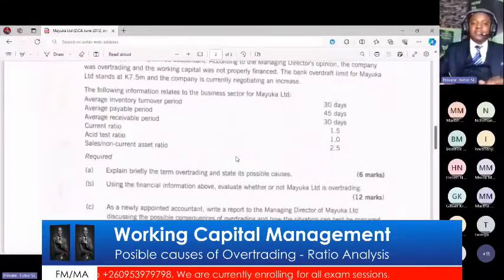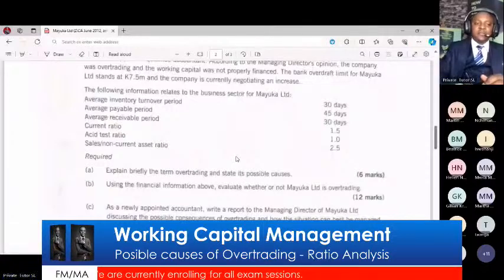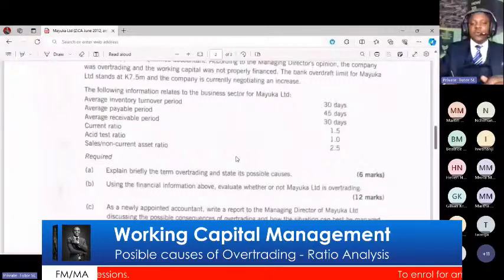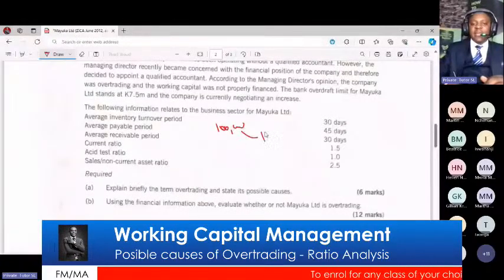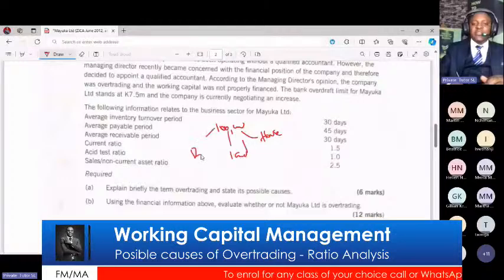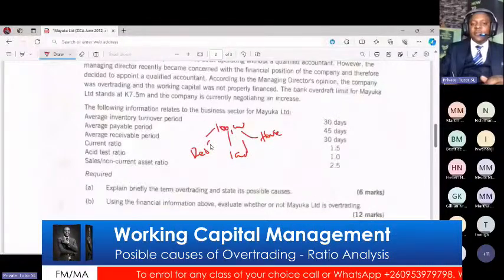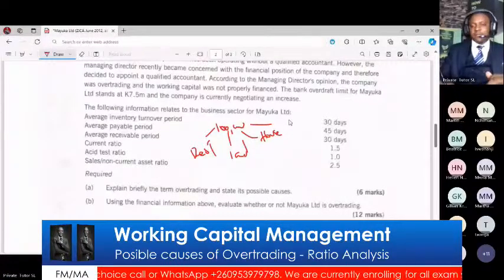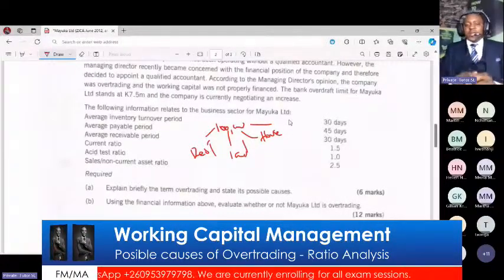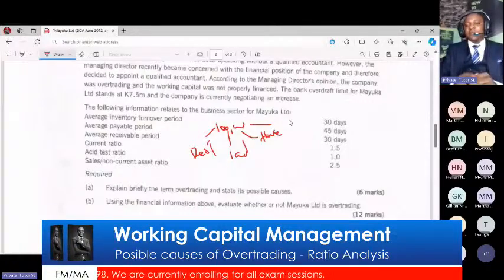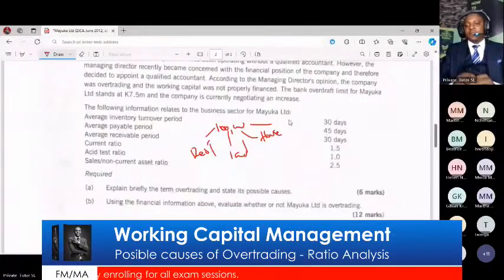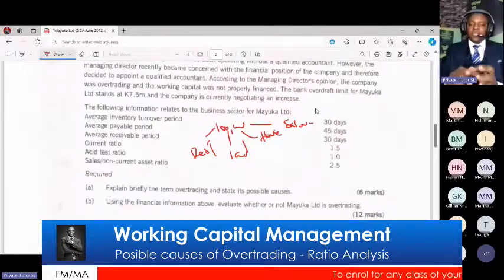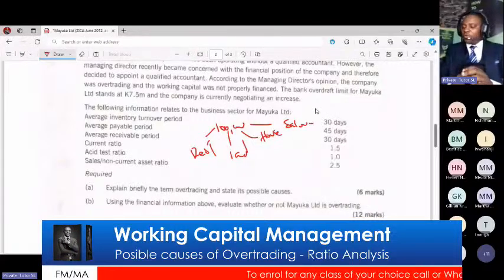It's like you have 100,000, but you want to build a house with the same 100,000. You want to buy land. You want to open a restaurant. You want to open a salon. You have 100,000. Clearly, this money is not enough. So why are you stressing? That's overtrading.